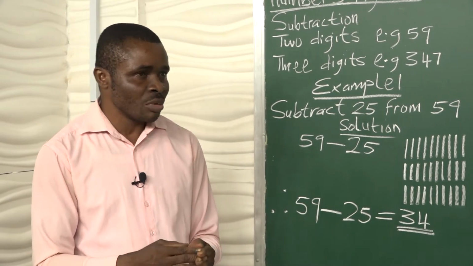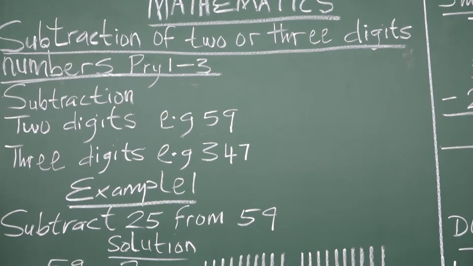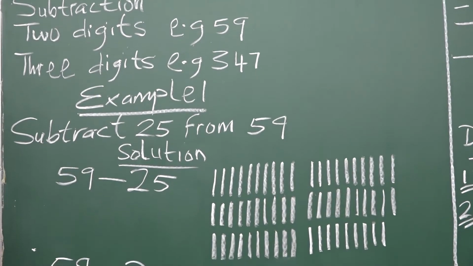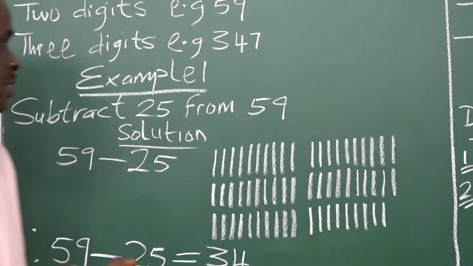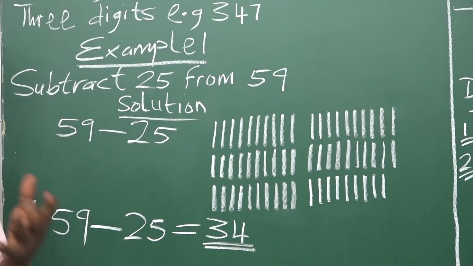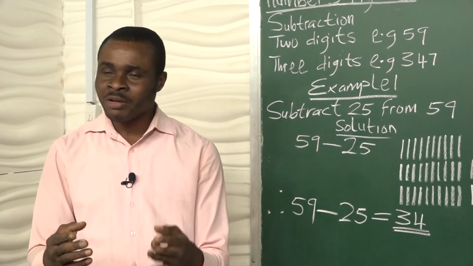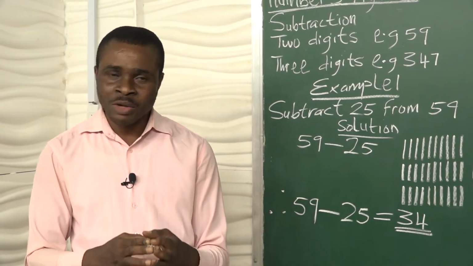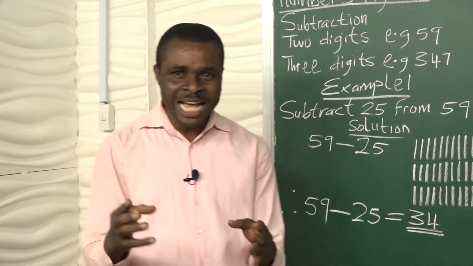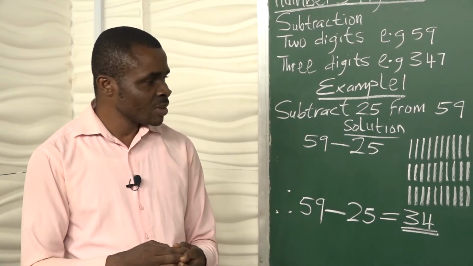We'll go into example 1. Subtract 25 from 59. To do this, which of the numbers do you write first? Some people will make the mistake of writing 25 before 59. If you do it that way, you are not going to get the right answer. So the proper thing to do is to write 59 first, then take away 25.